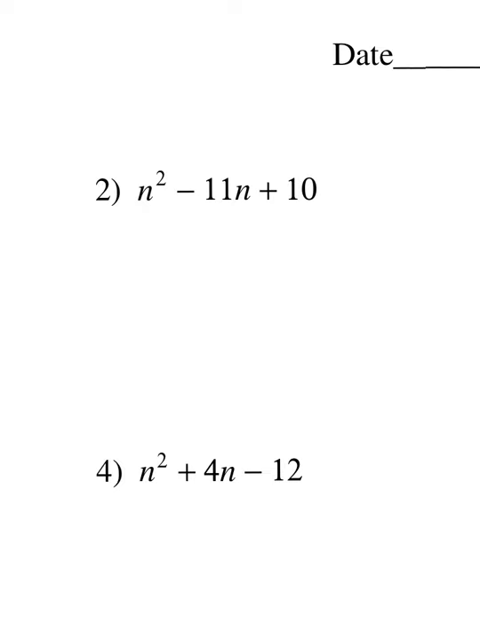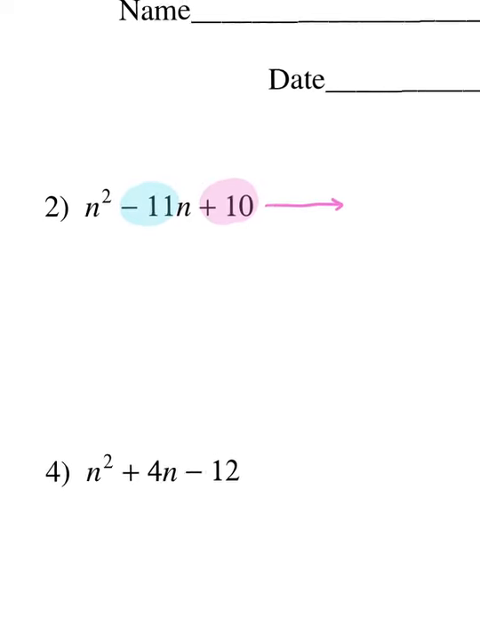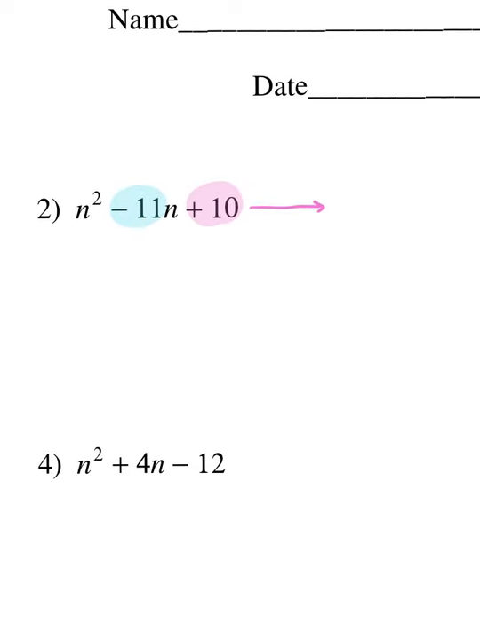Okay. So again, I'm asking myself, what two numbers multiply to give me positive 10 and add up to give me -11? So I'm going to write my factors of 10. I get 1 times 10, 2 times 5, -1 times -10, and -2 times -5. Now I'm going to go back through and add each one of these up. So 1 plus 10 is 11.